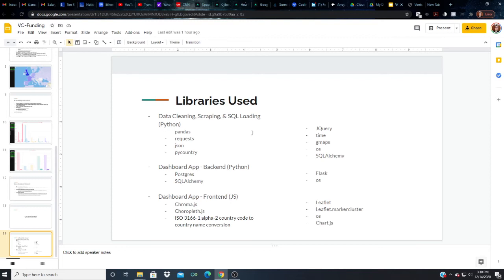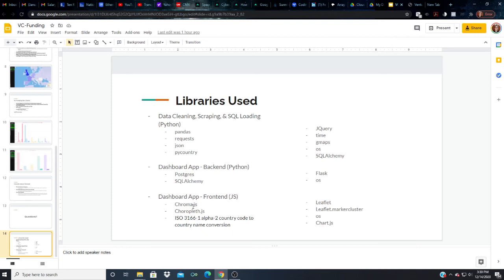The dashboard app has Postgres and SQLAlchemy, and Flask and the OS library. These also have jQuery, Time, Gmaps, OS, SQLAlchemy. Gmaps was used to plot the data. So just in the notebook, you can plot the data using Gmaps. It's a quick way of checking the work.